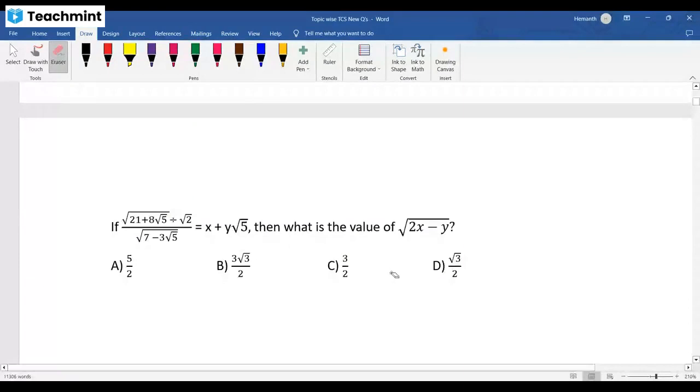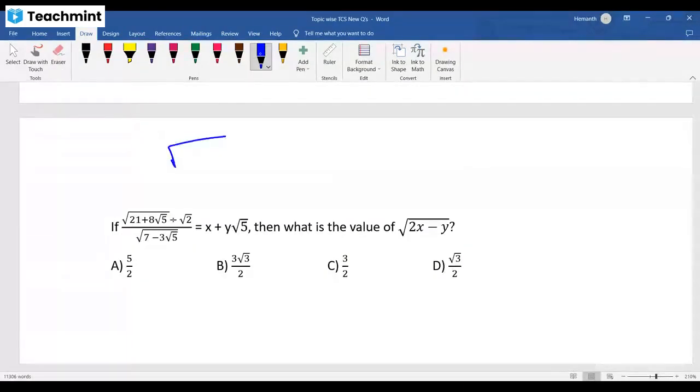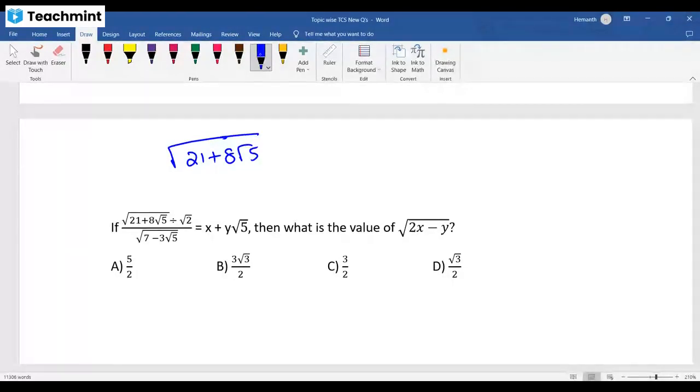Now what you can do here? First of all, square root of 21 plus 8 root 5. Then that expression is divided by root 2, that's secondary, and square root of 7 minus 3 root 5. You should do rationalization. When it is in the denominator, you have to do rationalization actually. Fine. So multiply this with square root of 7 plus 3 root 5, divided by square root of 7 plus 3 root 5.